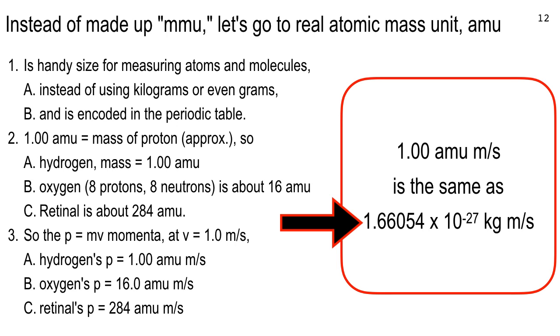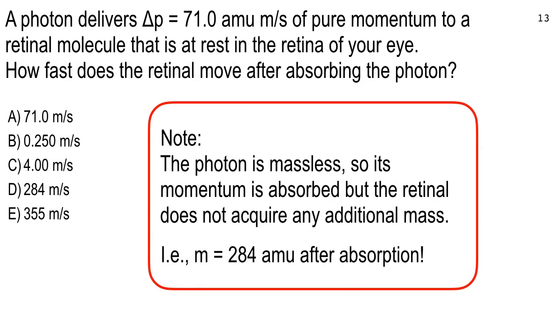A photon is a particle of light. And in a lot of its properties, light can be thought of as little particles, little BBs carrying momentum and energy. But the interesting thing about the photon is that it doesn't have any mass. It's massless. 0.00000, as many zeros as we can find. We just have never found anything for the photon. It's perfectly massless. All right, so it delivers 71.0 AMU meters per second of pure momentum into a retinal molecule.